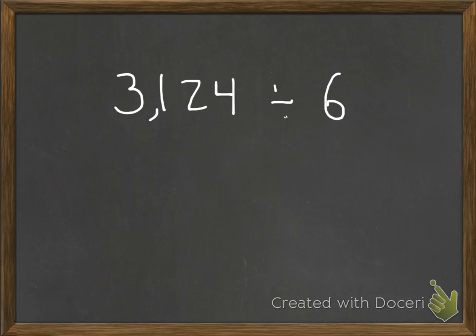So let's take a look at this example here. I have 3,124 divided by 6. My 6 and my 31 are not compatible. I'm looking at the first two numbers of the dividend. I could see they're not compatible.